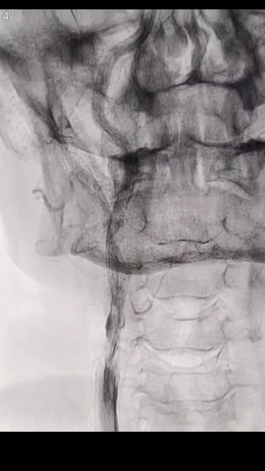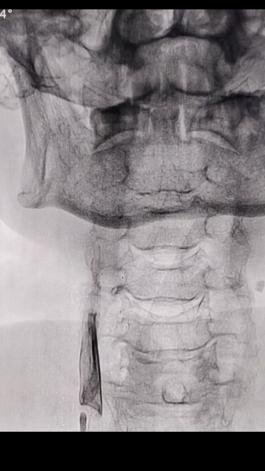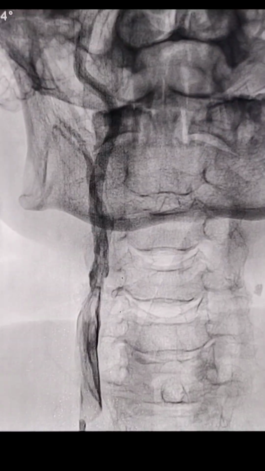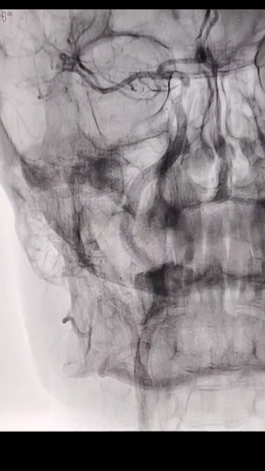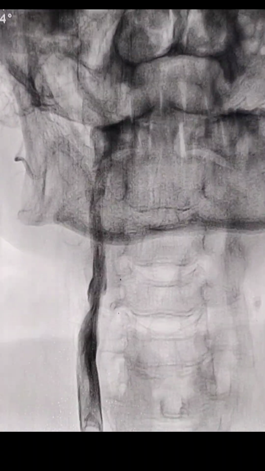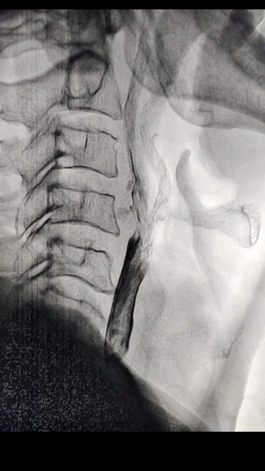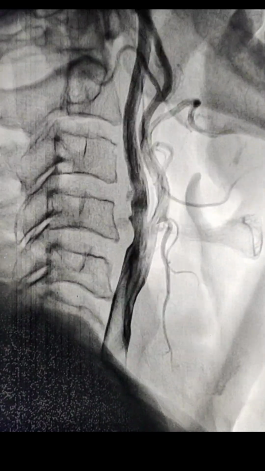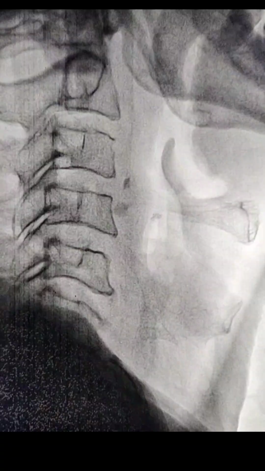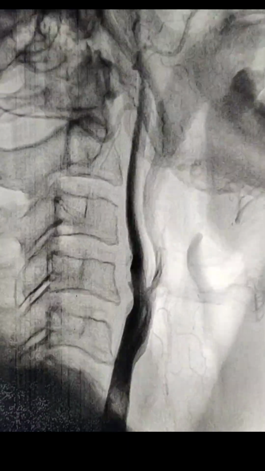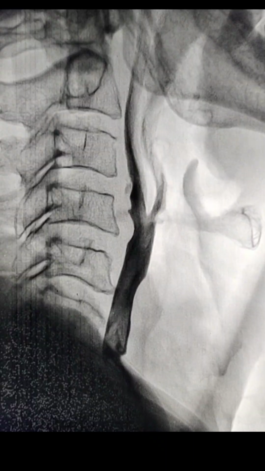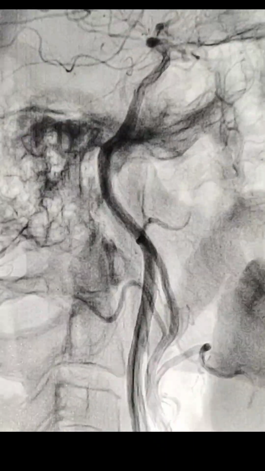So this is a right carotid artery, and you can see the branches of carotid artery, internal and external carotid artery. This is the lateral view, and you can see the right common carotid artery. It is bifurcating into the internal and external carotid artery, and you can see mild lesion over there in the external carotid artery, and internal also near the bifurcation.